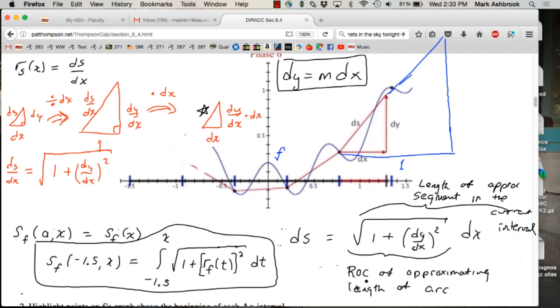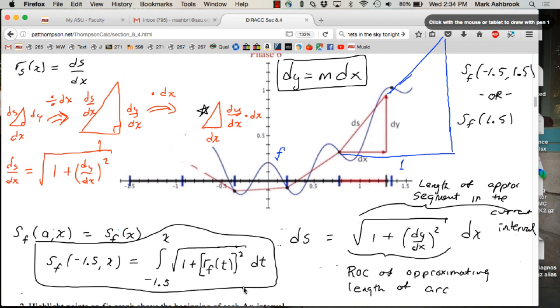Right, that would be the function notation. So that last question I asked, she said this: S sub f of negative 1.5 to 1.5, or just S sub f of 1.5, having defined that function as starting at negative 1.5, okay? That's what we mean. So that function notation represents the whole length of the curve from negative 1.5 to 1.5. It's a lot easier than writing out this whole integral again, isn't it?